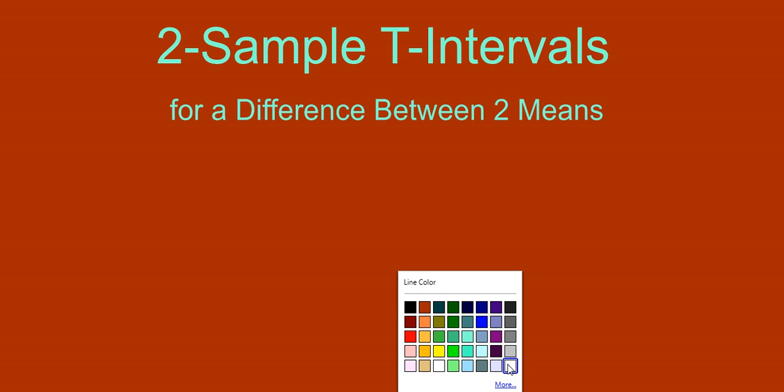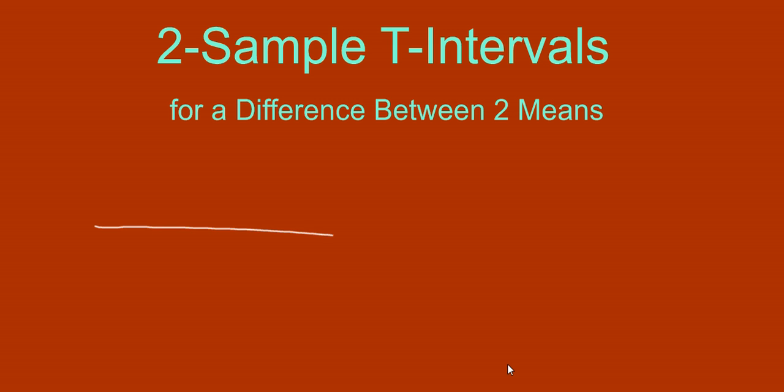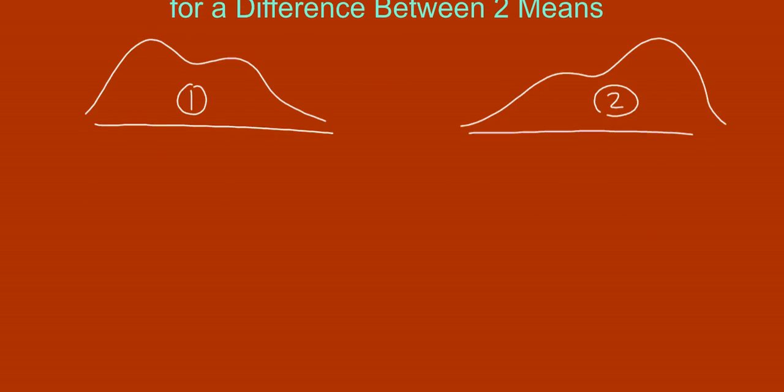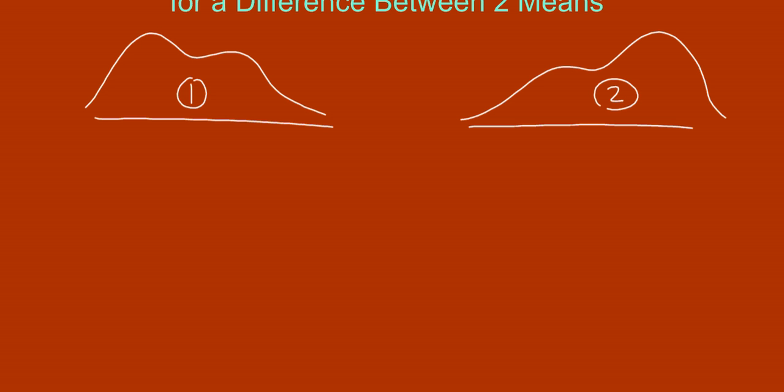Let's say we have two populations. Maybe they're normal, maybe they're skewed, maybe they're funny shaped. We have no idea. Let's call this population 1, and let's call this population 2. As long as our samples are big enough, it doesn't matter what shape the population is. That's the central limit theorem. But our sampling distributions of x bar for each population will be centered at the true population mean, and they will have a spread based on the sample size.